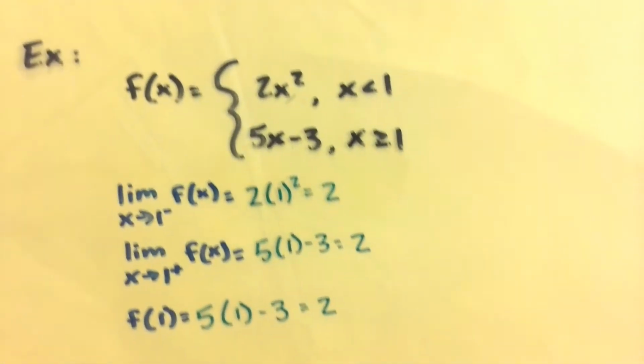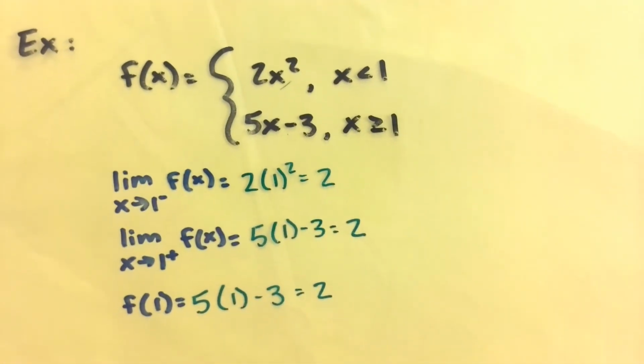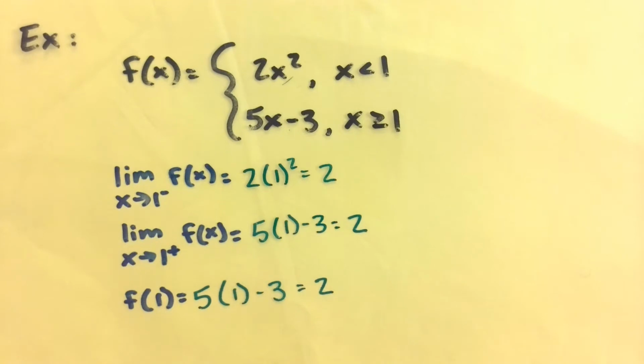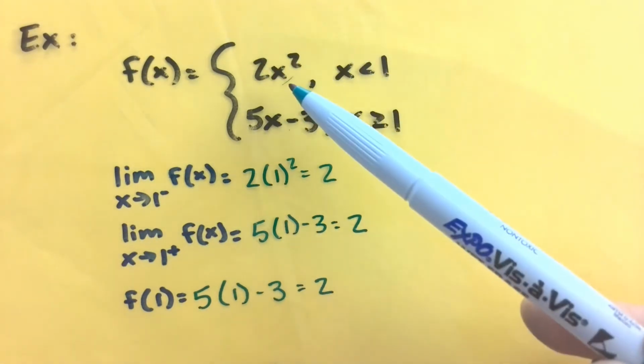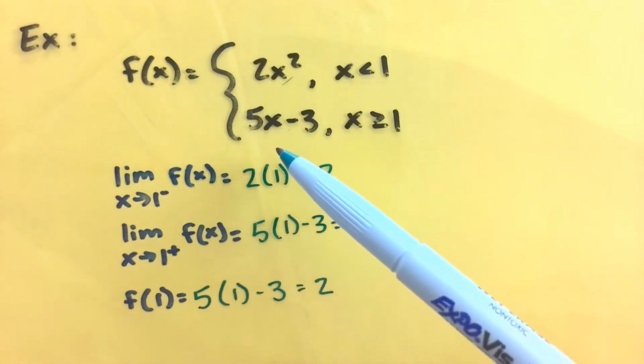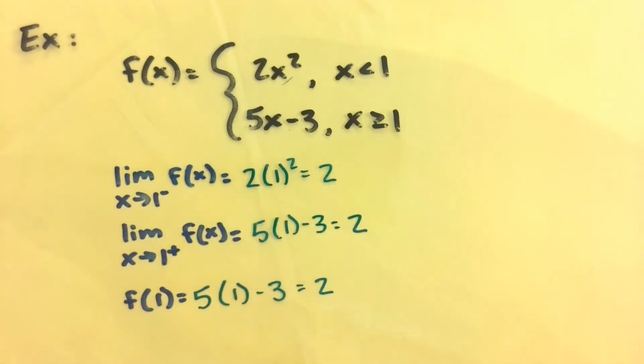If I was being asked for just continuity in general, so not at 1, but just is f continuous, I would also want to make a statement about how I know 2x squared is continuous and the piece 5x minus 3 is continuous because they are both polynomials.